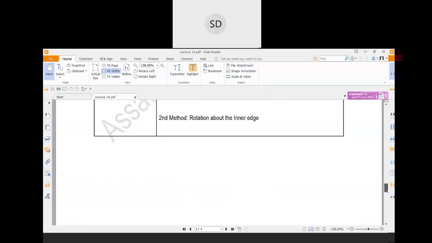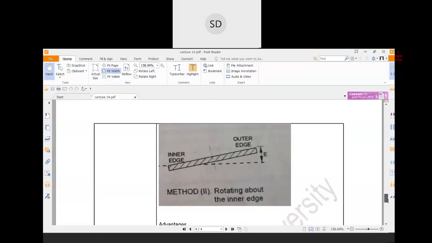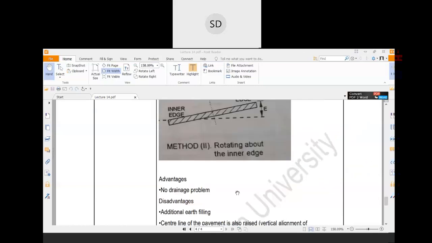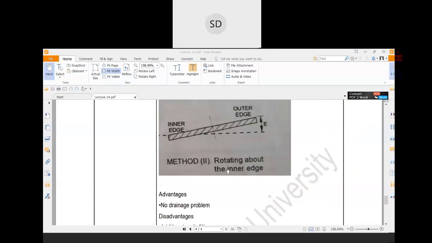Another method is rotation above the inner edge. So that is the inner edge. So basically you are rotating, suppose initially the pavement was like that, and above that inner edge you will rotate the pavement to attain that particular super elevation. So in that case what happens, the elevation of the central line will be changed, it will be raised to the upper portion. Here the main advantage is no drainage problem is there.